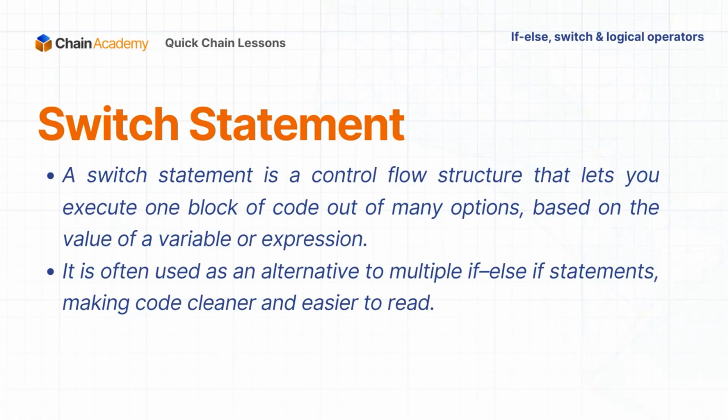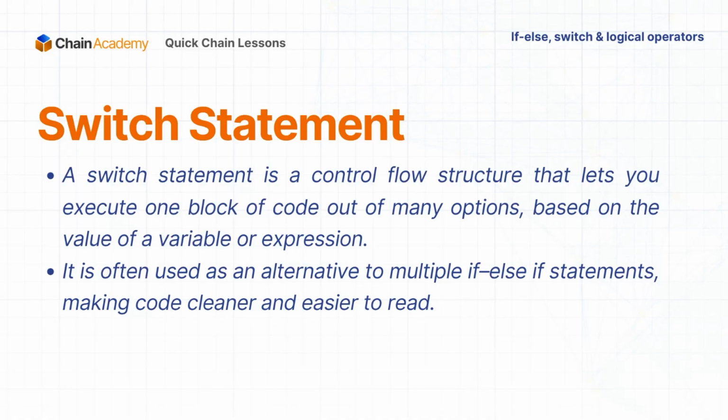Now let's talk about the switch statement, which is another way to control the flow of a program. A switch statement allows you to choose one block of code to run out of many possible options based on the value of a variable or expression. It works like a menu. You check the value, and depending on what it matches, you run the corresponding block of code. Switch is often used as a cleaner alternative to writing multiple if-else-if statements.